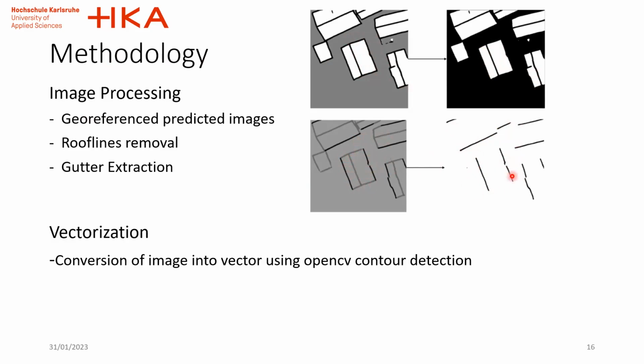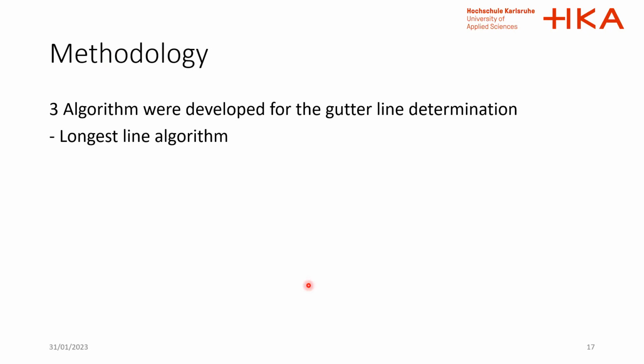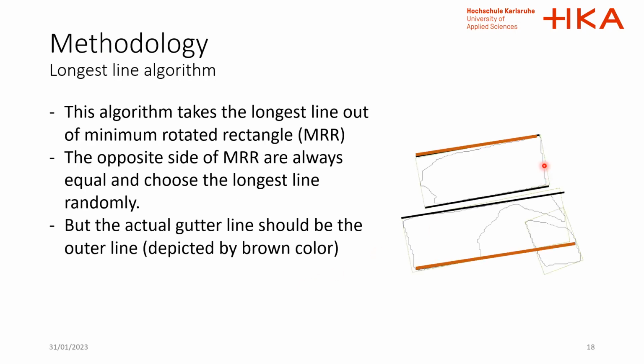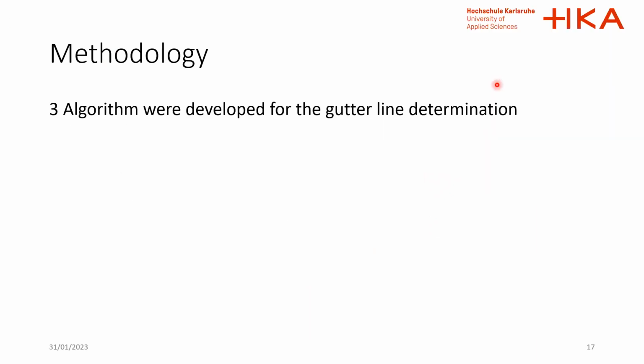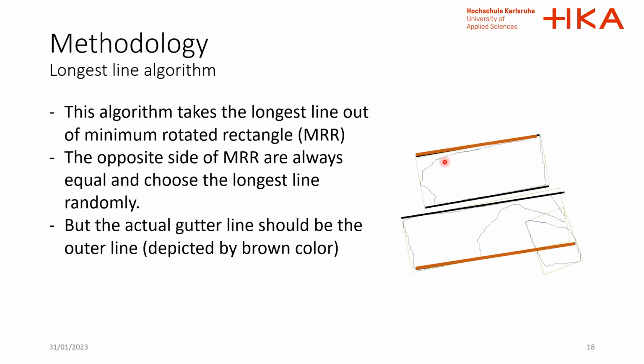After that, we will have the vectorization, which means the conversion of this image into the vector form using OpenCV contour detection. These images will have just a line after that. It will be converted to the vector. And how would it form? It's like this. This zigzag line is the vector form of that image.